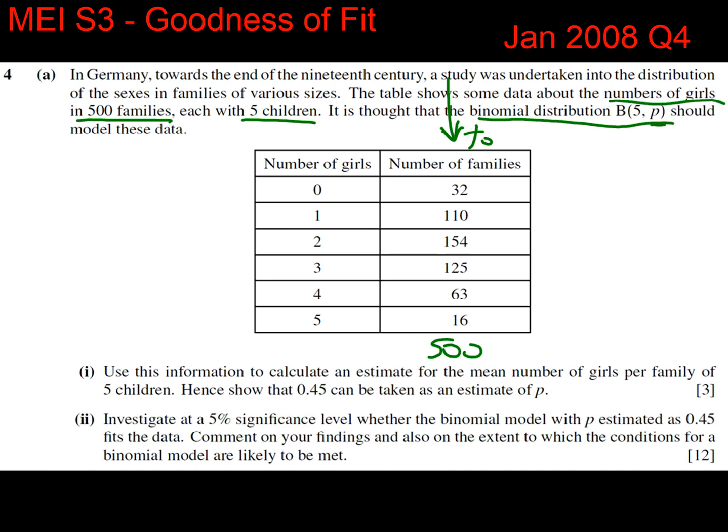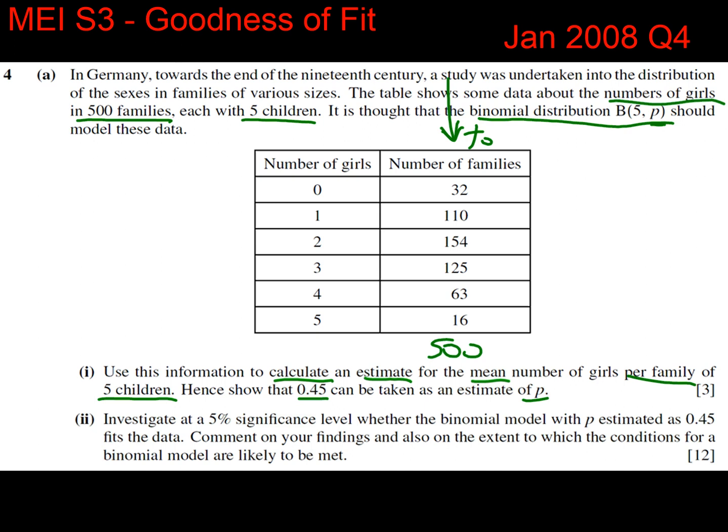Part 1, 3 marks: use this information to calculate an estimate for the mean number of girls per family of 5 children, and hence show that 0.545 can be taken as an estimate for P. Good, so they've told us what the answer is that we're working towards. But let's try and work out what our P value is given the figures above.